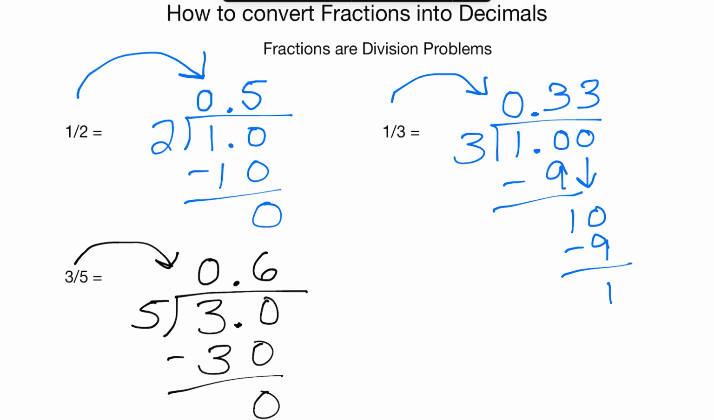This is going to keep happening over and over and over. So we say this decimal repeats. That 3 will happen over and over and over forever. So 1/3 equals 0.3 repeating. The repeat bar above the 3 means that that keeps repeating forever.